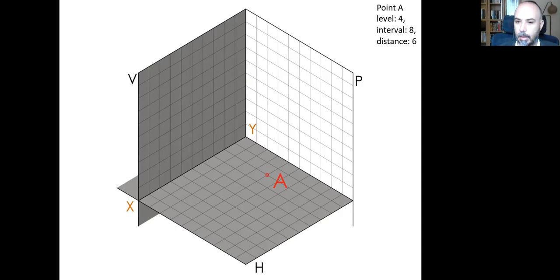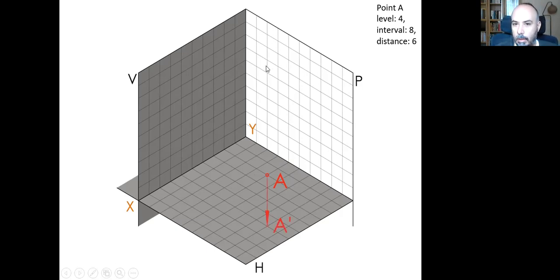The length between the actual point and its perpendicular to the horizontal projection plane, that's what we call level. Its perpendicular length to the vertical projection plane, that's what we call interval. And the last one we call distance, that is the perpendicular length between the actual point and the profile projection plane.